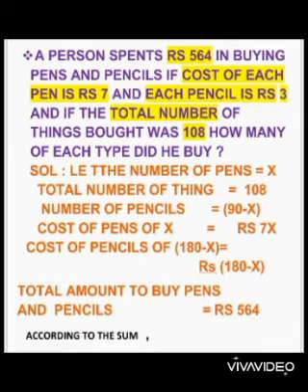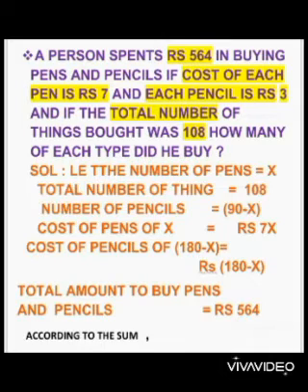Okay. So what they have given in the question here: the total amount spent for purchasing both pens and pencils is 564 rupees, and the cost of each pen is 7 rupees and the cost of each pencil is 3 rupees. But how many pencils and pens he bought, we don't know. The total number of things, pens and pencils together, he bought is 108. Now you have to find out how many pencils he purchased and how many pens he has purchased.